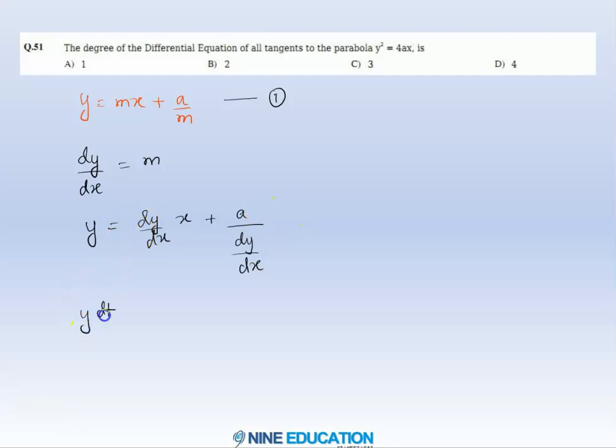So this will be y dy by dx, and here we will be getting x times dy by dx whole square plus a. So clearly it is visible that the highest order derivative is dy by dx, which is 1, and the power on the highest order derivative is 2. So clearly degree will be 2. Option number B is the right answer.